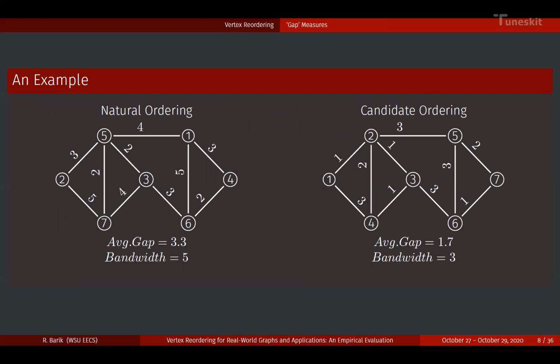This is an example just to show how ordering can affect the metrics I just described. The graph on the left is the original one with the linear arrangement gaps written over the edges. The reordered graph is the one on the right, where you can see the gap values have changed as a result. The average gap has reduced from 3.3 to 1.7, and the bandwidth from 5 to 3.